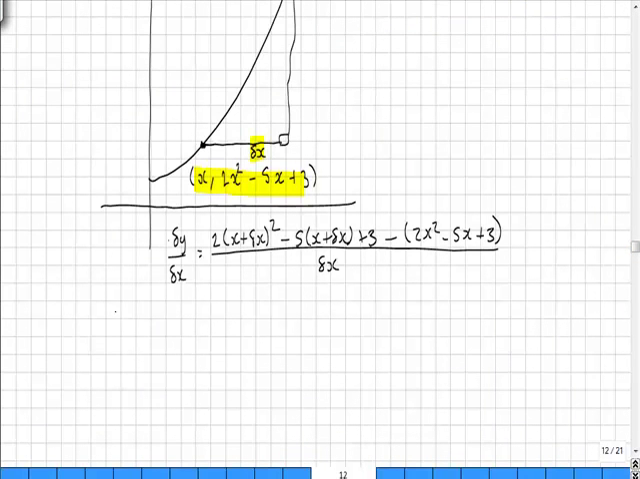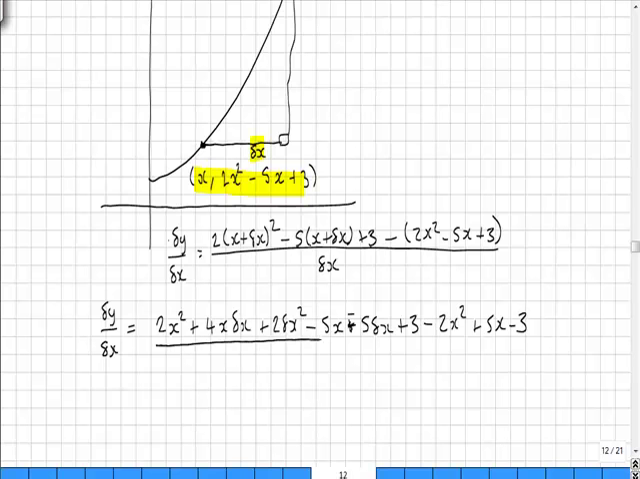In the first instance now, we need to just expand our brackets just to see what our result is, and on the numerator we're going to get 2x squared plus 4x delta x plus 2 delta x squared. I would tend to learn the result of multiplying out x plus delta x squared. It can prove to be very useful. Minus 5x minus 5 delta x plus 3, minus 2x squared plus 5x minus 3, all divided by delta x.